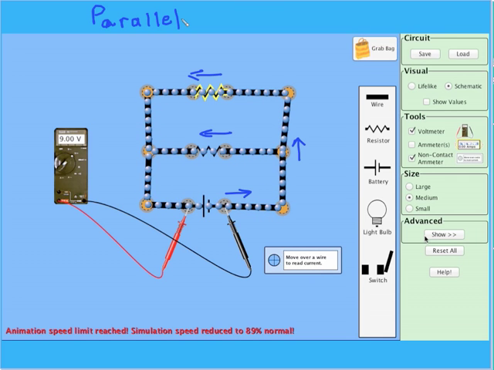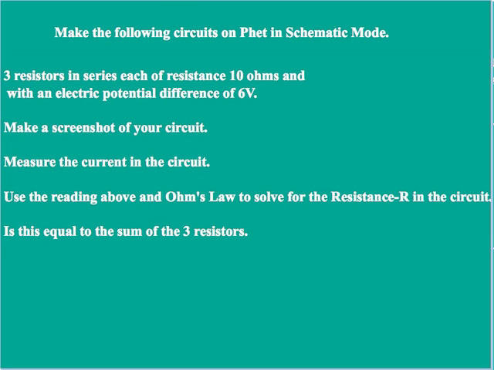Go to PhET Simulations, open the DC circuits section, and using the schematic option, set up the following circuits. 3 resistors in series, each of resistance 10 ohms with an electric potential difference of 6 volts. Now you can right click to change the voltage and the resistance. Then I would like you to make a screenshot of your circuit, measure the current in the circuit, and use the reading that you get for the current and Ohm's law to solve for the resistance in the circuit.